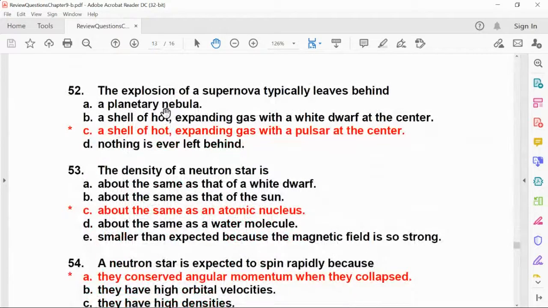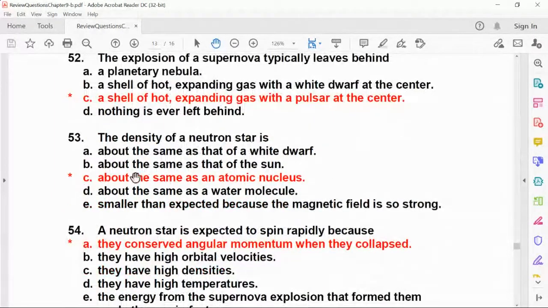52, the explosion of a supernova typically leaves behind a shell of hot expanding gas with a pulsar at the center. That's a neutron star now. Or we can go to the other stage where it could be a black hole, but that's basically you need bigger stars. The density of a neutron star is about the same as an atomic nucleus.